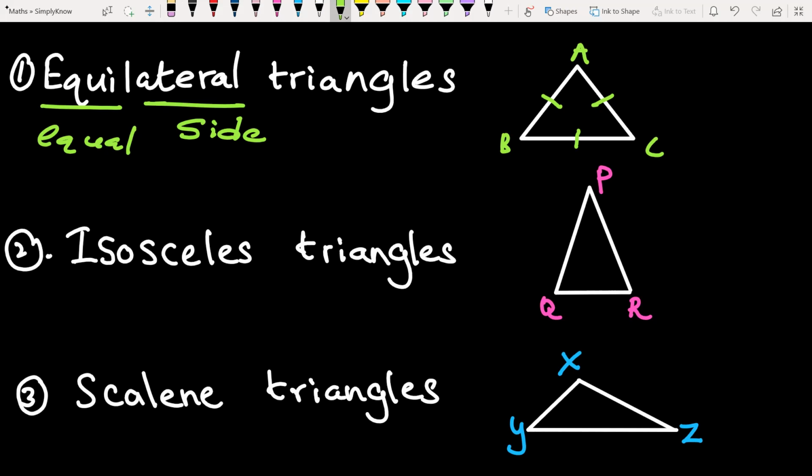If triangle ABC is an equilateral triangle, then length of AB equals BC and length of BC equals length of CA. If AB is, let's say, 5 centimeters, then of course, all three sides are equal to 5 centimeters.